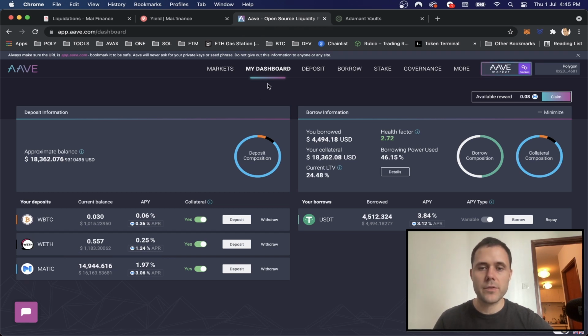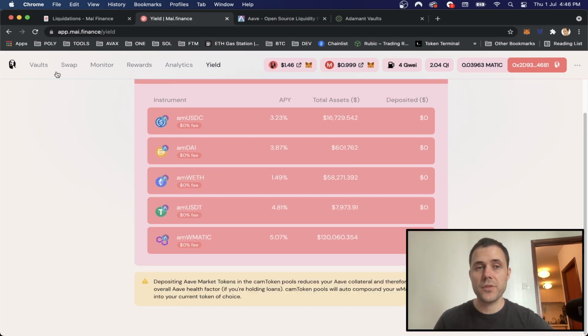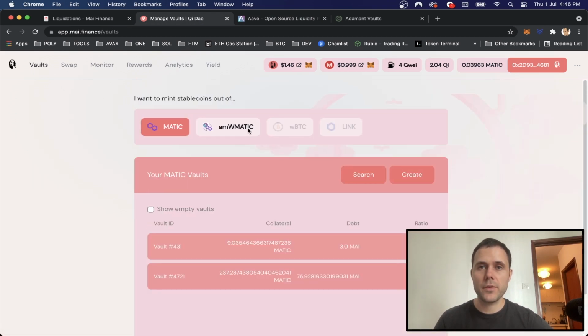And there's no deposit fee to do that. So it's a very good feature. You're able to keep your Matic here, and then also compound it here. And then in the future, we are going to be able to loan against it. So it's great functionality. I love it.